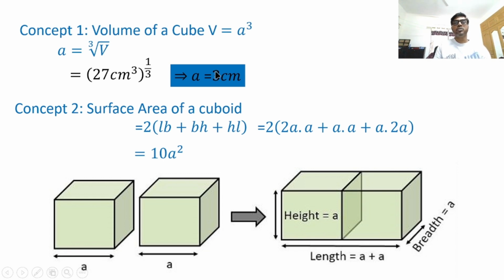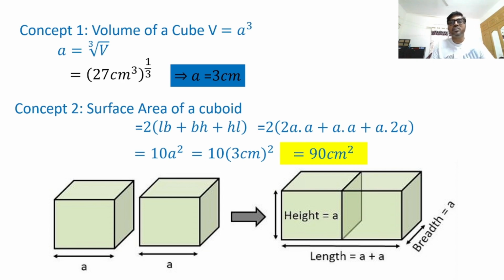Now let us substitute A value. We have calculated it as 3 centimeters. So 10 into 3 centimeter whole squared. So 3 squared becomes 9. 9 into 10 becomes 90. 90 centimeter square is the area of the cuboid that we have found. With that, the solution is complete. Thank you very much.